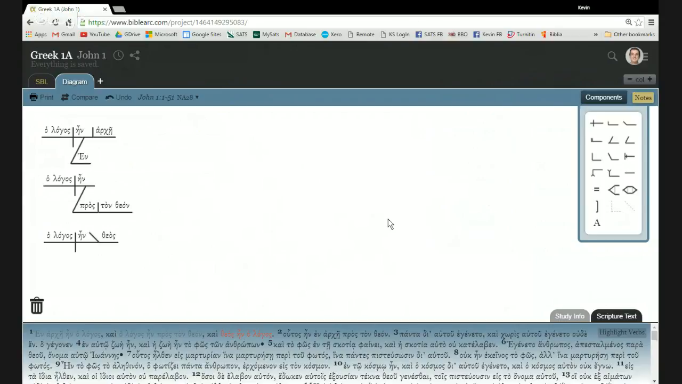If theos were articular as well, how would you then know which one is a predicate and which one is the subject? If theos also had the article? Yes. Then you would revert to word order as you would in English. So if we had two nouns with the article, then the one that comes first in order will be treated as the subject.